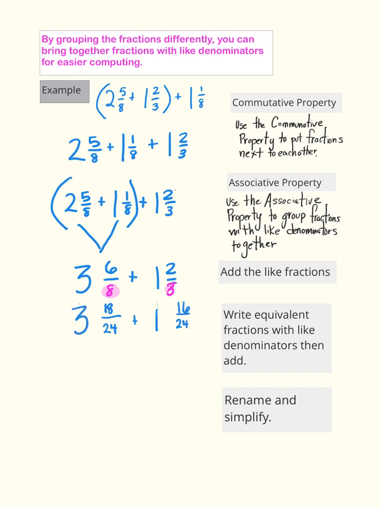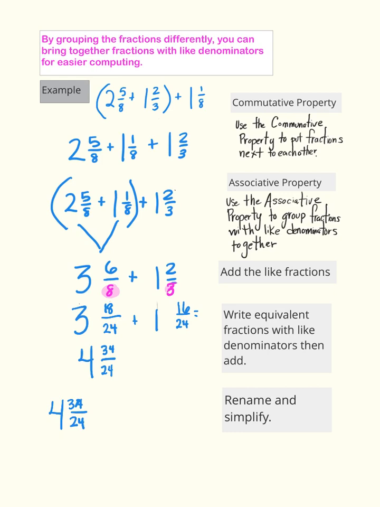Okay, so now I have like denominators. So now I can go ahead and add those together, which would be 4, and then 18 plus 16 is 34 over 24. So now I have 4 and then 34 over 24.